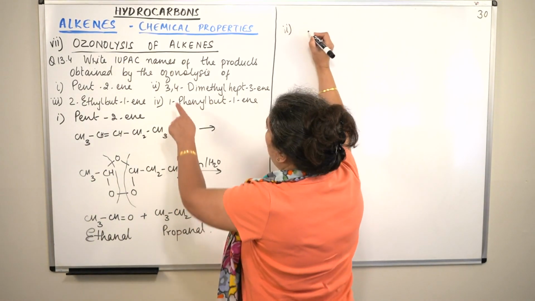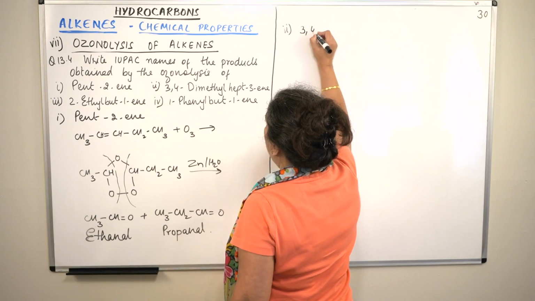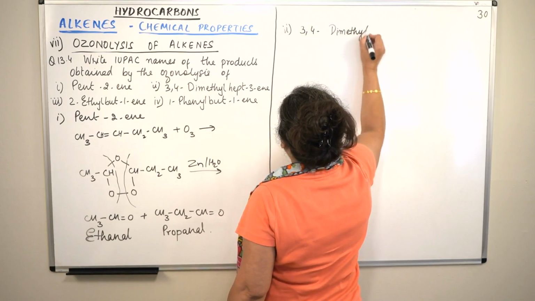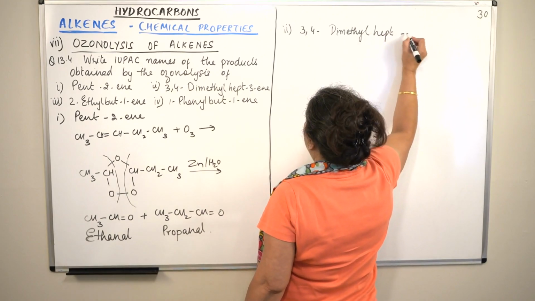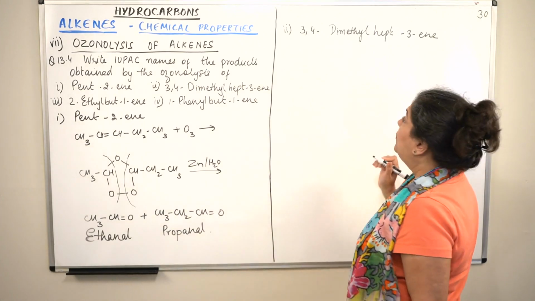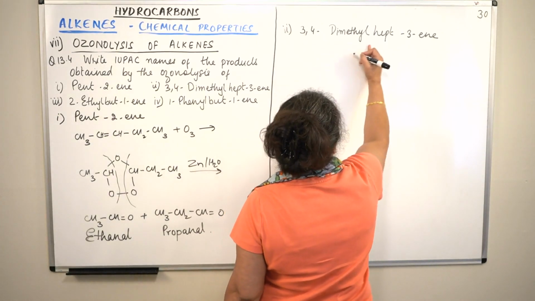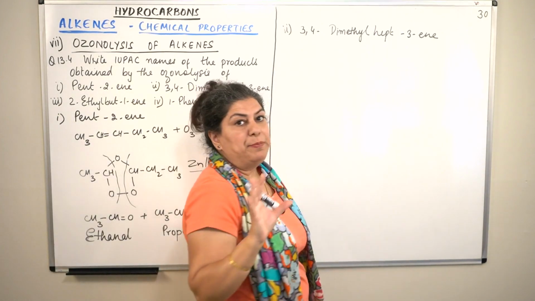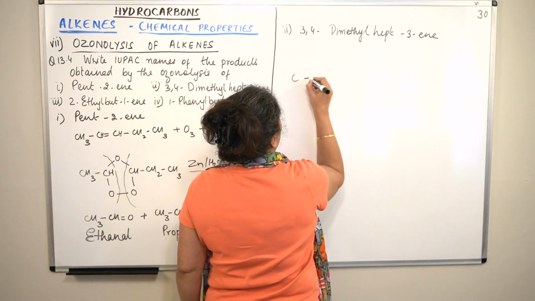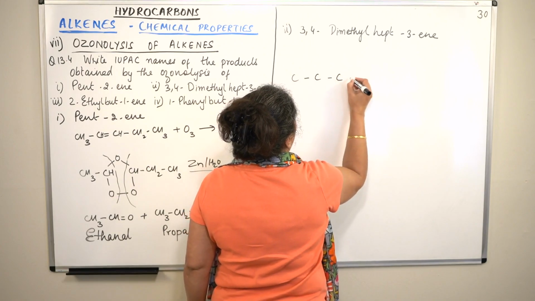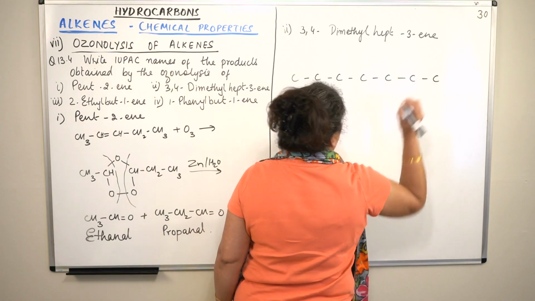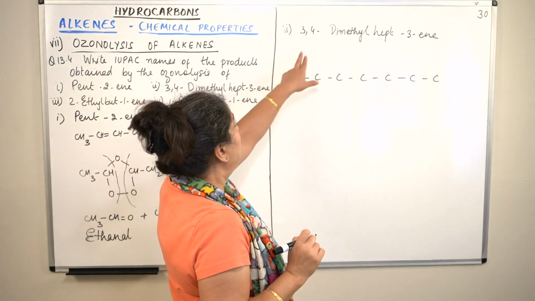In the second example, what is the compound? It is 3,4-dimethyl hept-3-ene. Okay, let us write down the structure of this molecule now. 3,4-dimethyl hept-3-ene. Hept means there are 7 carbon atoms. So let's make the carbon chain first. 1, 2, 3, 4, 5, 6 and 7. There are seven carbon atoms.